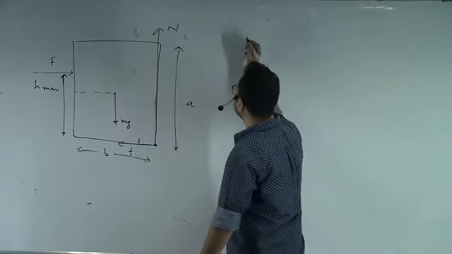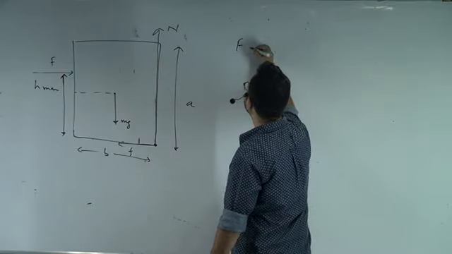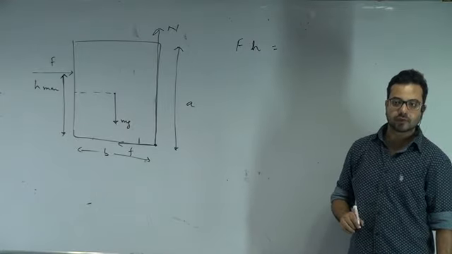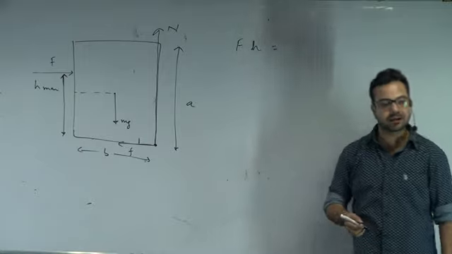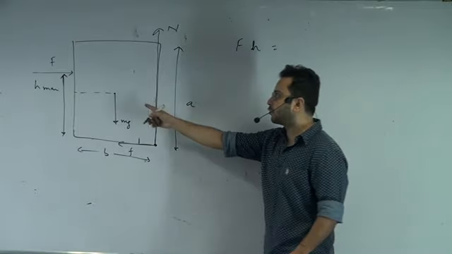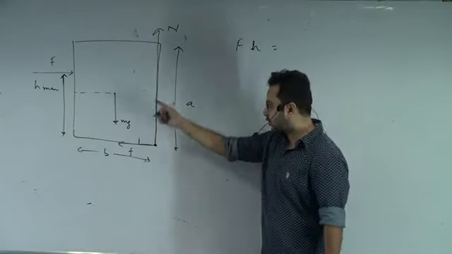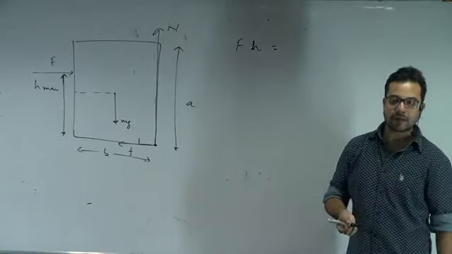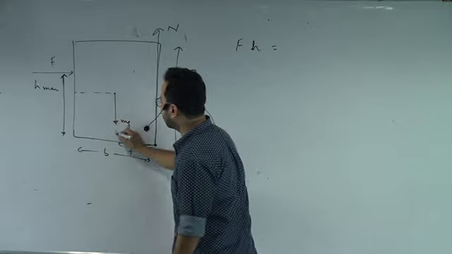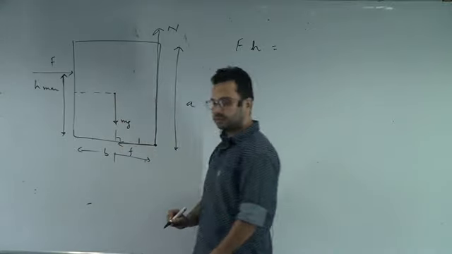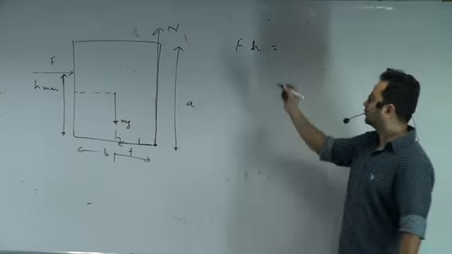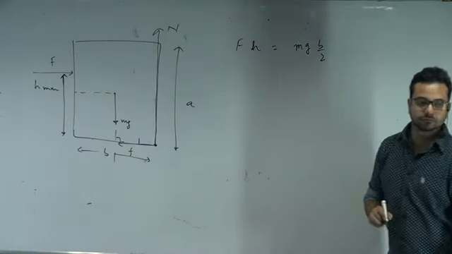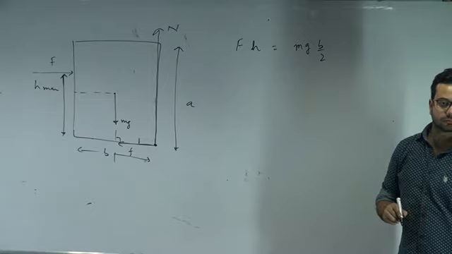So what can I write? F into h will be the torque of capital F, and that is clockwise. That will be countered by the torque of mg. The torque of mg is anti-clockwise, and how much is that? mg into how much? Extend the line of action of the force, drop a perpendicular. So mg into b by 2. Correct?